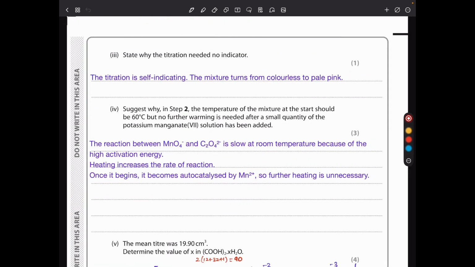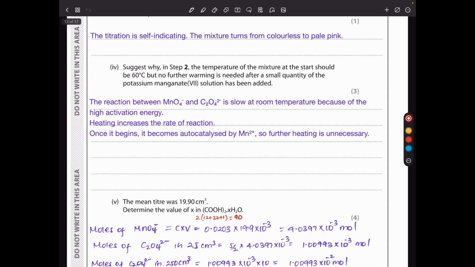Then they say state why the titration needed no indicator. This is a self-indicating reaction. Then they say suggest why in step 2 the temperature of the mixture at the start should be 60 degrees Celsius, but no further warming is needed after a small quantity of the potassium manganate solution has been added.